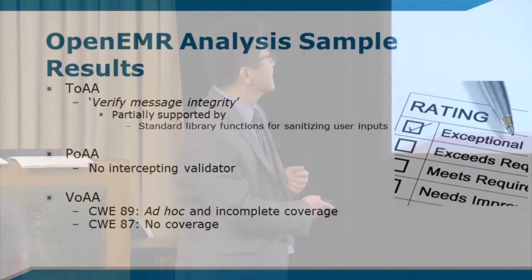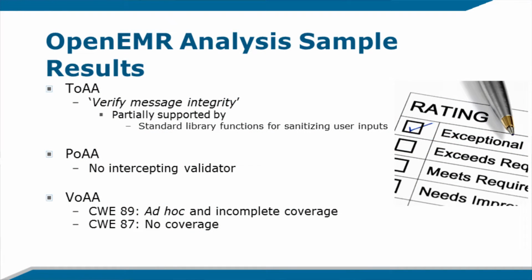So just to summarize the analysis result, we started with tactic-oriented architecture analysis, and we had a suspicion of this tactic, for example, verifying message integrity, not being fully addressed. And then that suspicion got a little stronger during the pattern-oriented architecture analysis, which indicated that the architect didn't do anything in terms of really developing that idea further into this pattern called intercepting validator.